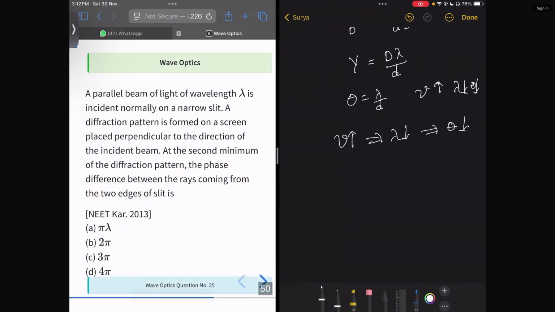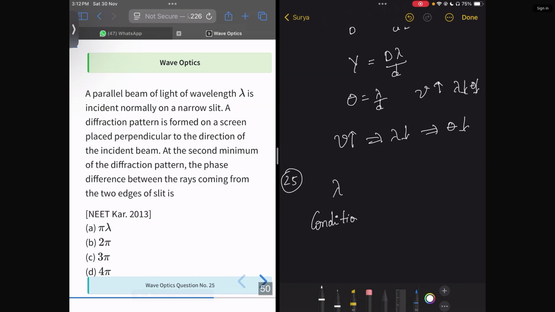Next question. A parallel beam of light of wavelength lambda is incident normally on a narrow slit and the diffraction pattern is formed on a screen placed perpendicular to the direction of the incident beam. Now at the second minimum of the diffraction pattern, the phase difference between the two rays coming from the two edges of the slit. So what are the conditions for diffraction minimum?